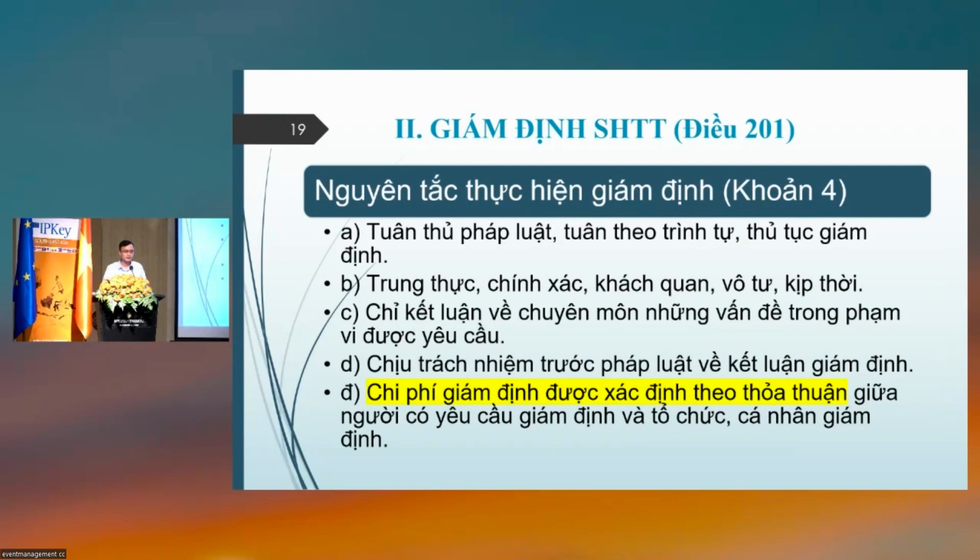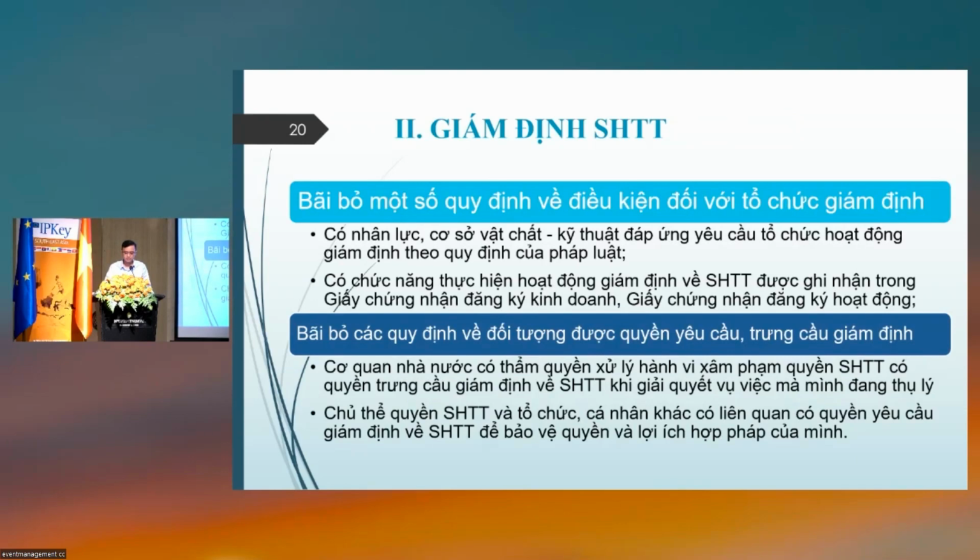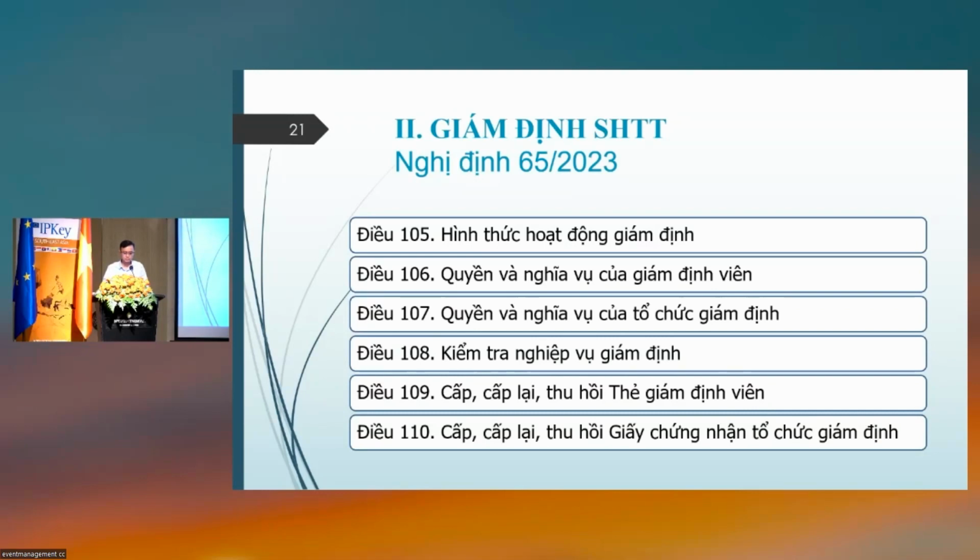The examination cost is defined in agreement between the one who requests the examination and the individuals or organizations performing the examinations. So the examination cost is defined based on agreement, consent between the two sides. And some regulations on the conditions have been removed, lifted. For example, the requirements of having human resources and technical facilities meeting the requirements of the examination activities in the law, or having the function of conducting examination activities on intellectual property, and also removed are the regulations on those who are eligible to file the request for examination.